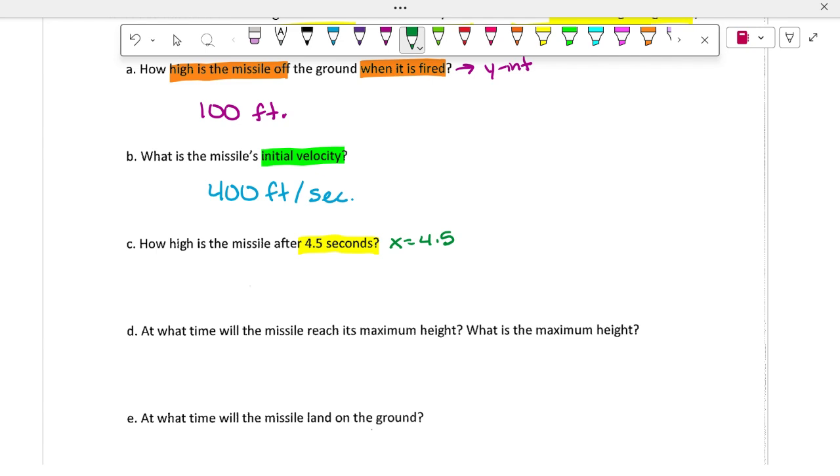So, what'd you guys get? Yep, so it should be 1576 feet.